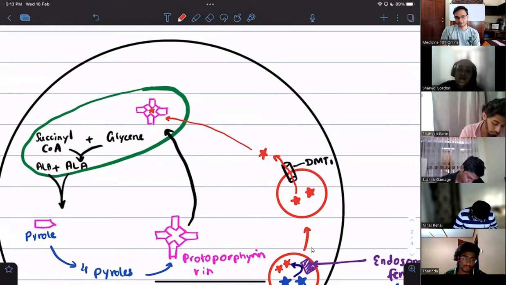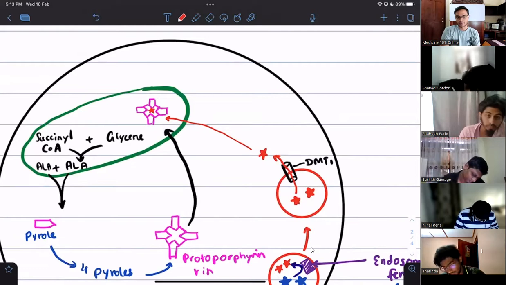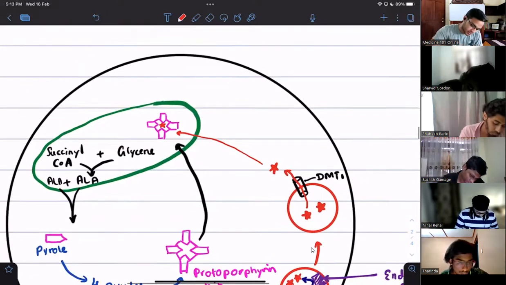Fe2 plus iron in the middle. Ferrous iron. What is this? Heme, not yet hemoglobin, not yet globin. We'll add the globin now. This is heme. Then that is the next stage.